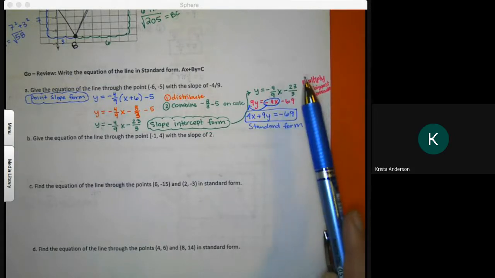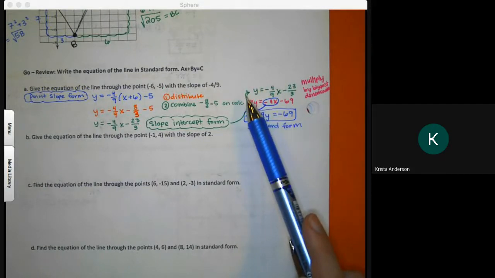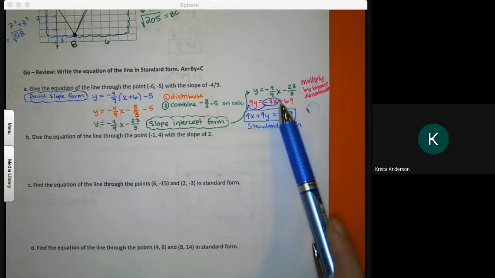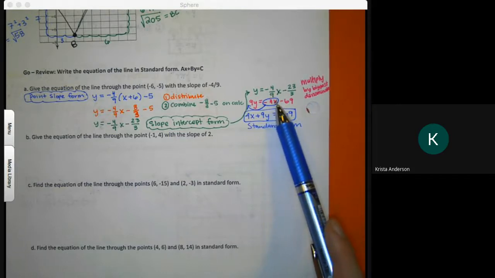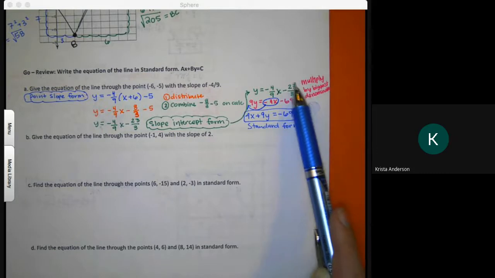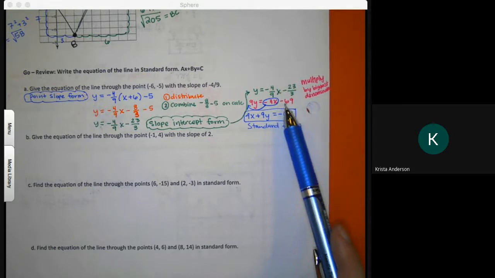I have to multiply everything by 9. Y times 9 is 9y. Negative 4 over 9 times 9 is nice because the 9 goes away and leaves you just with the negative 4. This one's more difficult because I can't just cross off the 3. So I multiplied it by 9 on my calculator and it gave me negative 69.